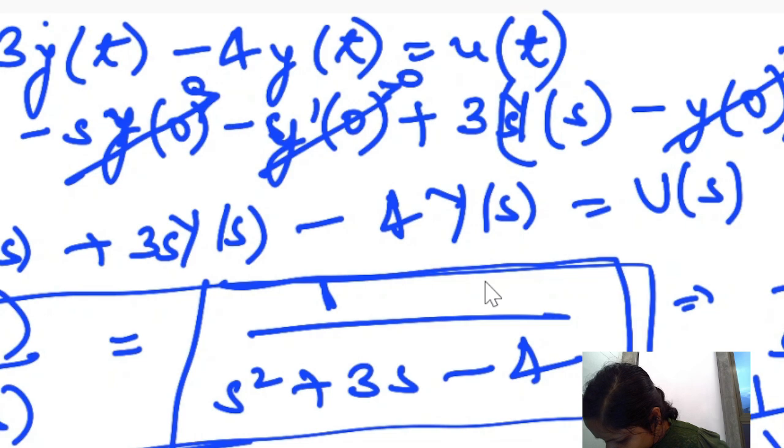A is equal to minus 1 by 5, madam. Okay, B is equal to 1 by 5.